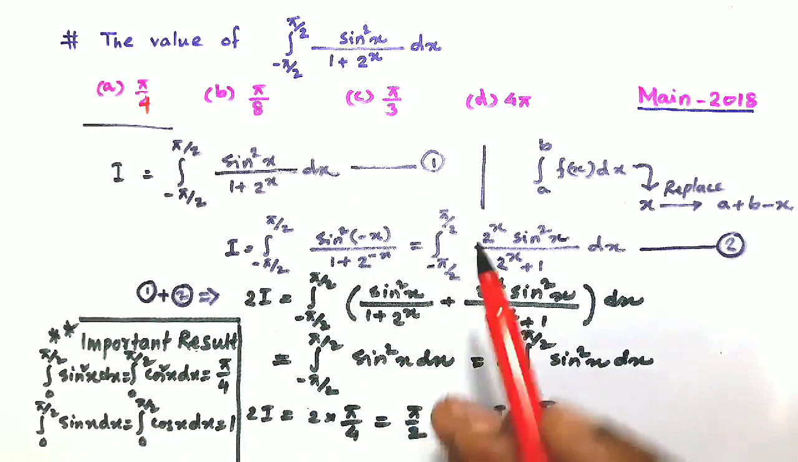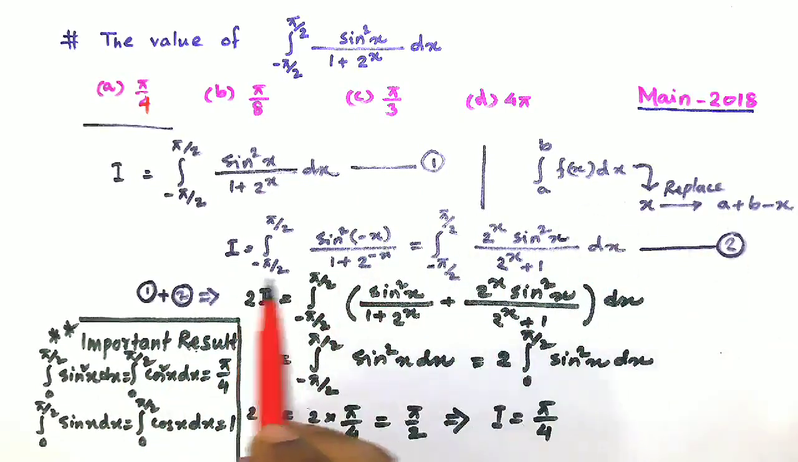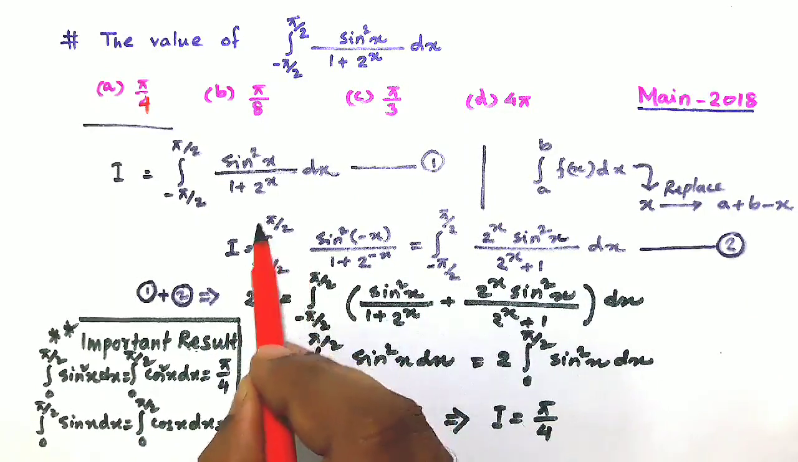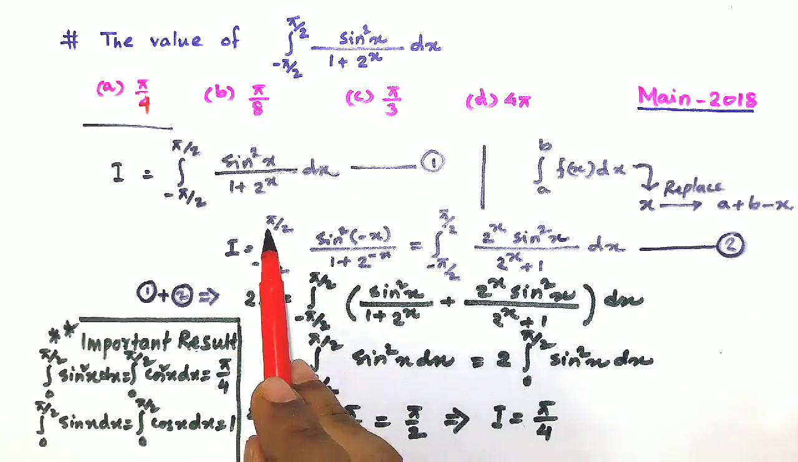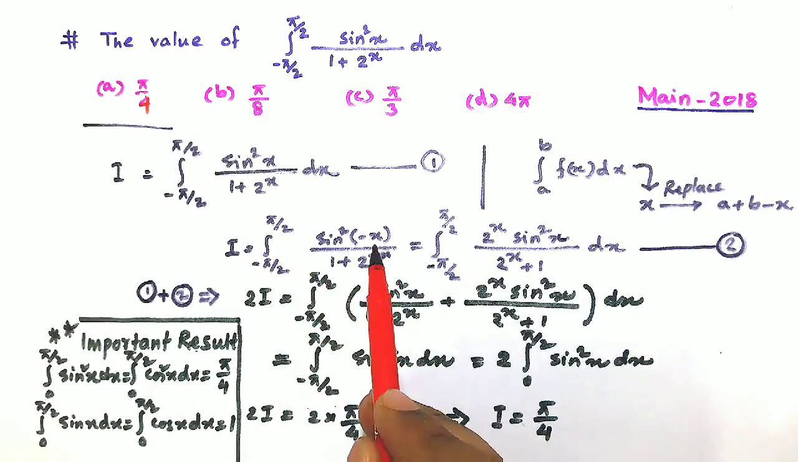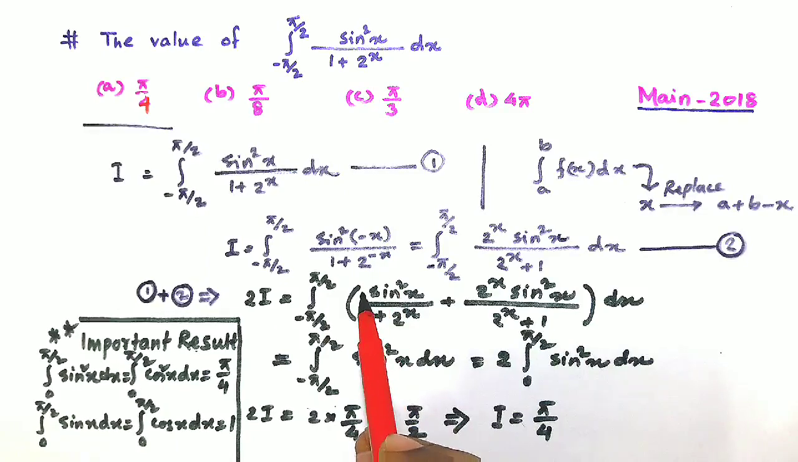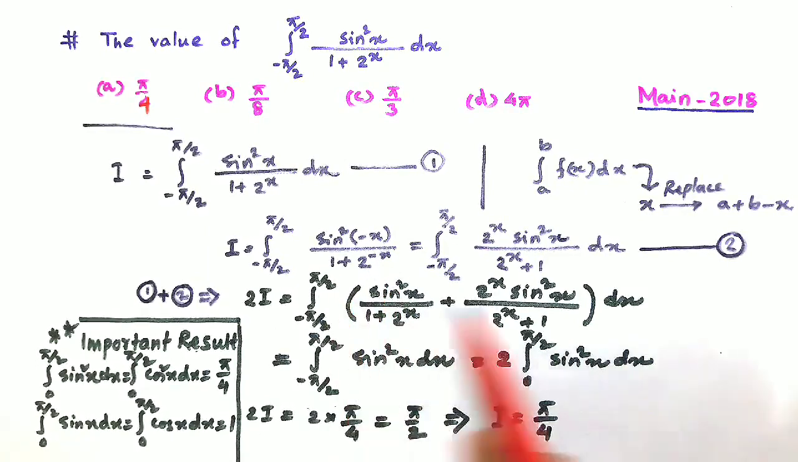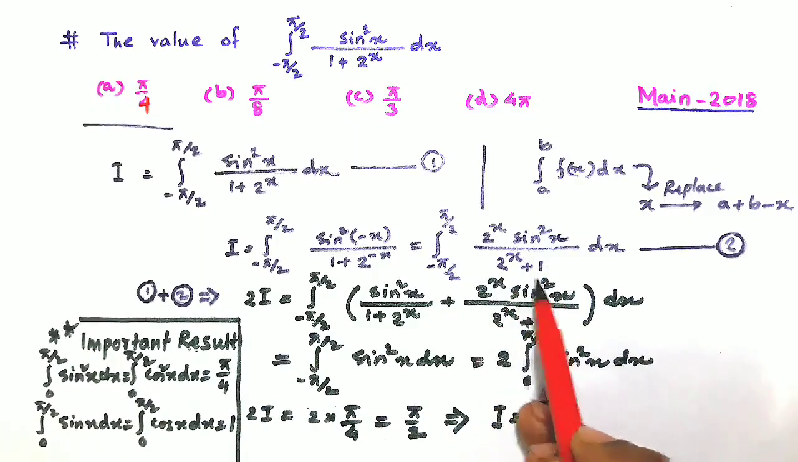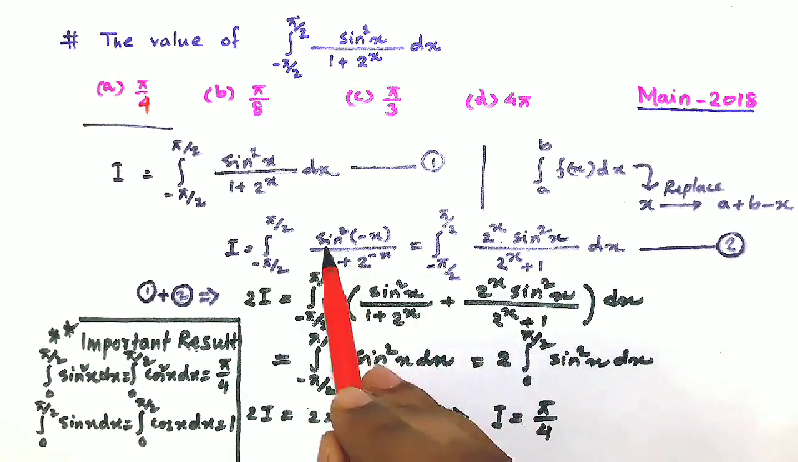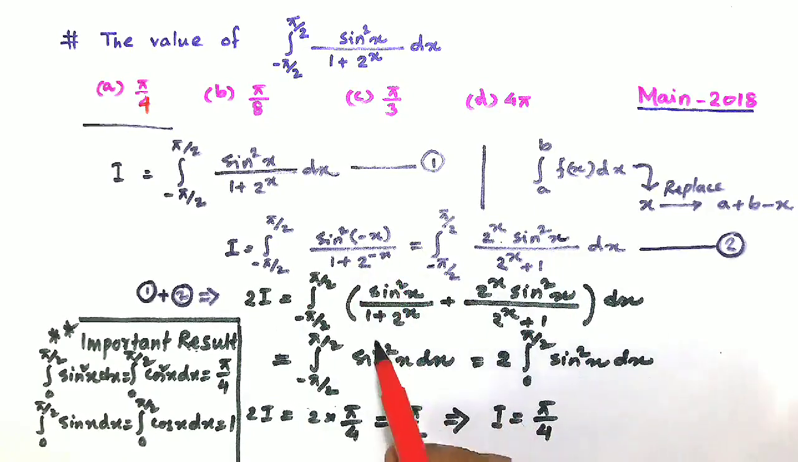Mark it 1 and use this property, and you will find here a is equal to minus pi by 2 and b is equal to pi by 2. So a plus b minus x, just minus x. Okay, sin square minus x divided by 1 plus 2 to the power minus x. So if you do this 1 by 2 to the power x and take an LCM, so in the denominator again you will find 2 to the power x plus 1, and numerator is 2 to the power x into sin square x, isn't it?